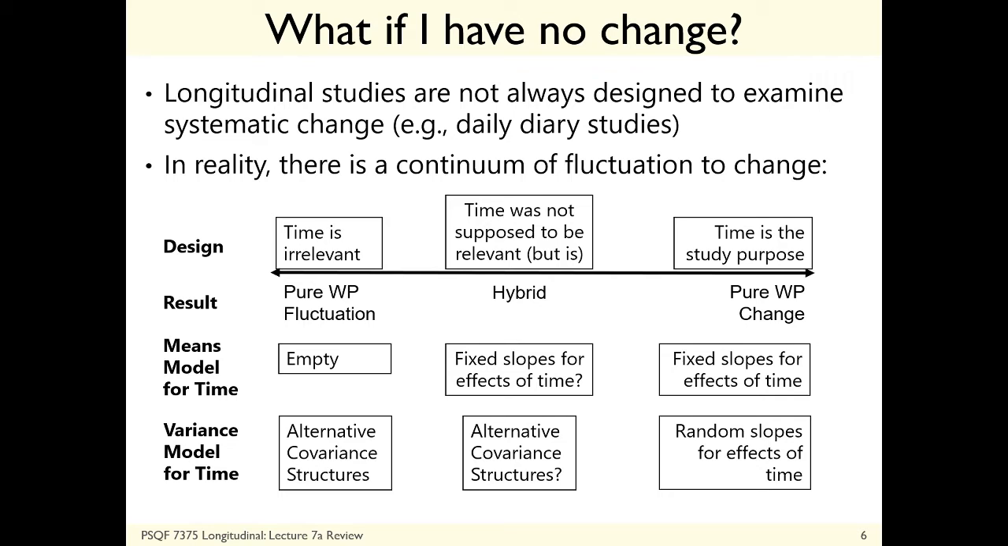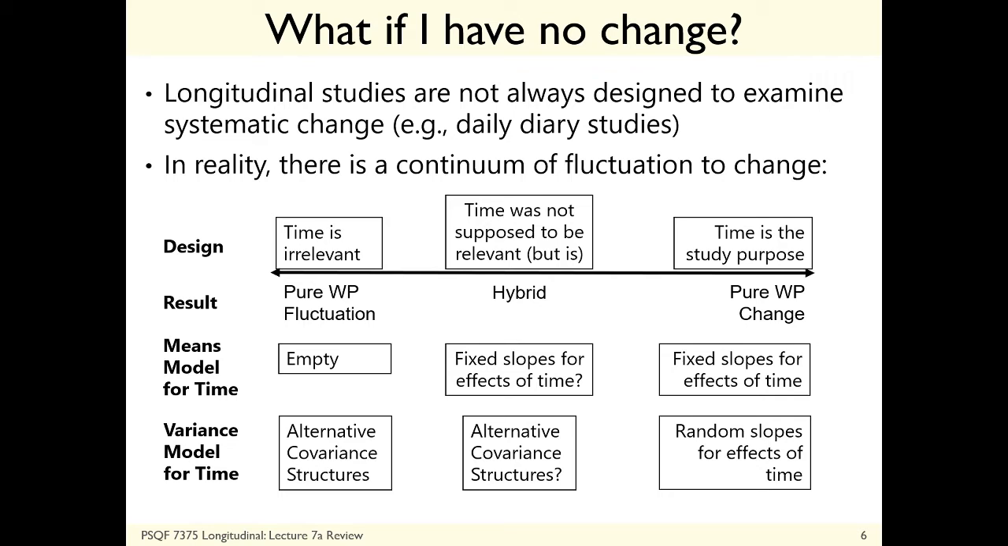Anywho, so that's chapter 4. Chapter 6, on the right-hand side, is when the study is designed to capture change over time. So change is expected and observed. That's where we have fixed effects of various kinds to capture average change, and we want to know which of those effects need to be random to capture individual differences in change.